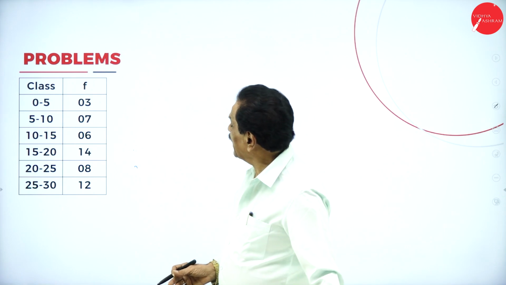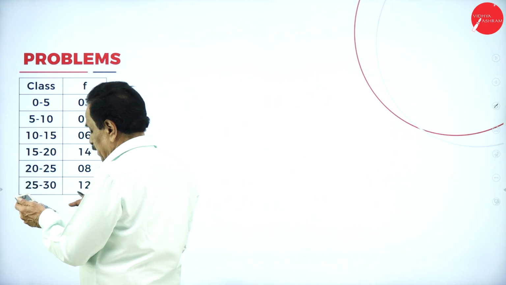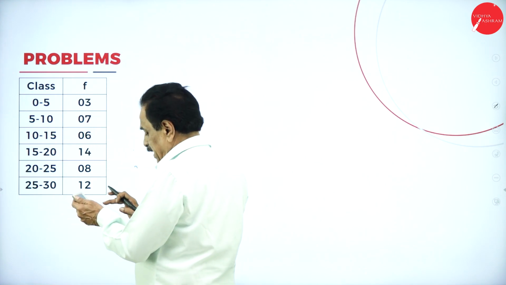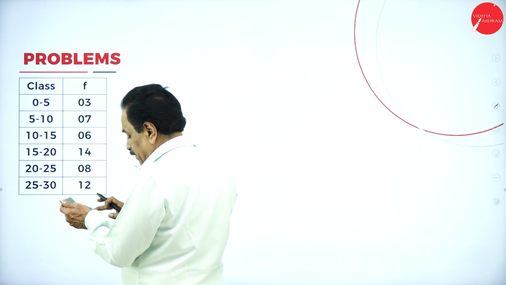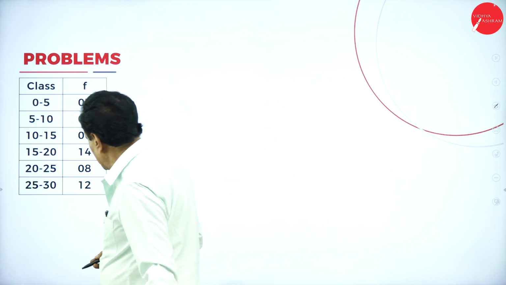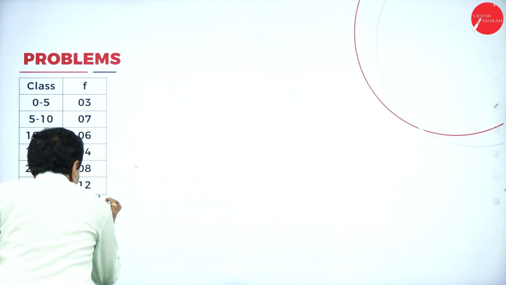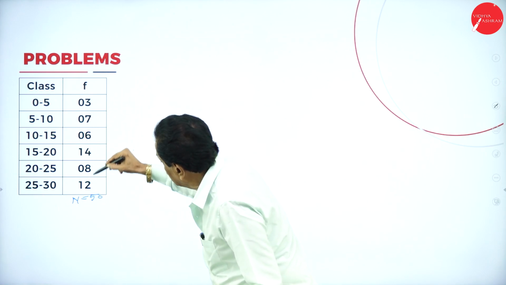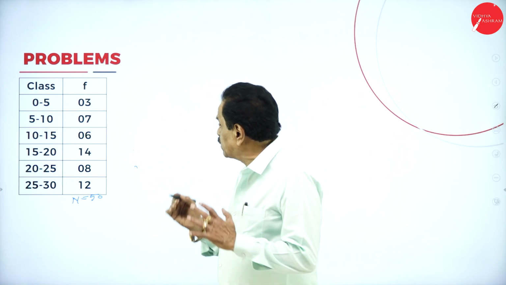Now we can add the frequency. 3 plus 7 plus 6 plus 14 plus 8 plus 12 comes to 50. So n is equal to 50. Add this: 3 plus 7 is 10, 16, 30, 38, 50. So the total number of frequency is 50.